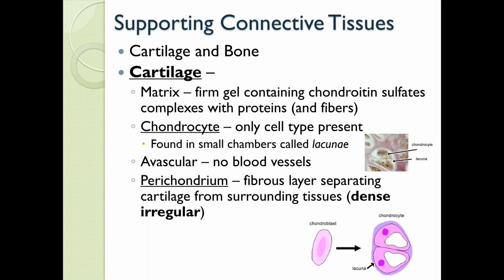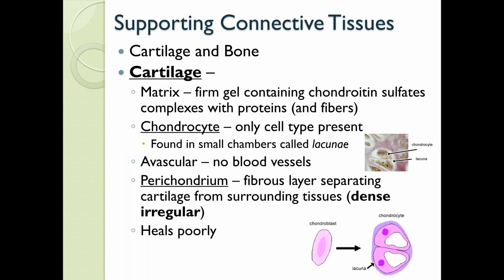So a term we've already mentioned on a previous slide, the perichondrium is the fibrous layer that surrounds pieces of cartilage. And the perichondrium itself is made of dense, irregular connective tissue, but we're mentioning it here because you can find it outside or lining the different pieces of cartilage in the body.